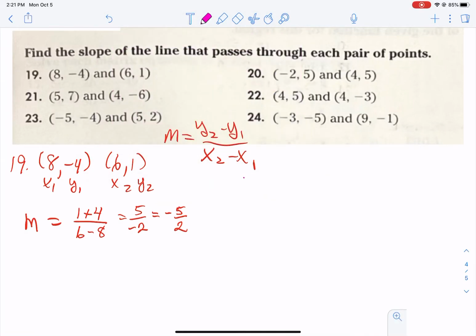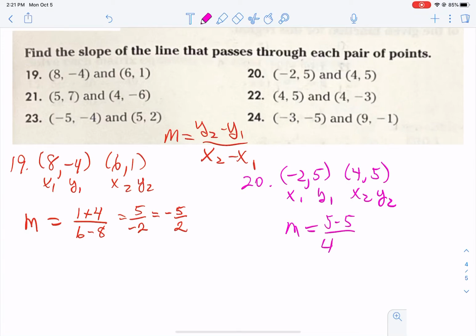Let's do 20. Write down your points. Label them x1, y1, and x2, y2. Let's plug them into the formula. So we get 5 minus 5 over 4 minus a negative 2 is 4 plus 2. That's 0 over 6, or 0. Now, if they ask us to describe that line, this line is a horizontal line.